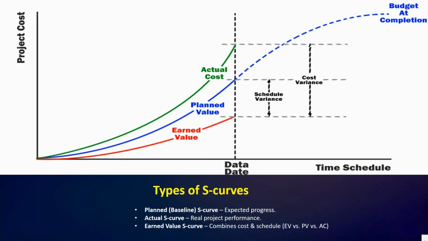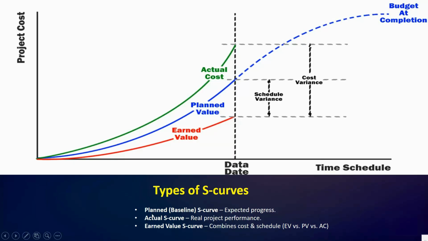Okay, so when working with S curves, it's important to understand that there are different types, each serving a specific purpose. First, we have the planned baseline S curve, expected progress. Second, we have the actual S curve, real project performance. Then we have the earned value S curve, combined cost and schedule. In brackets, you can see EV versus PV versus AC.